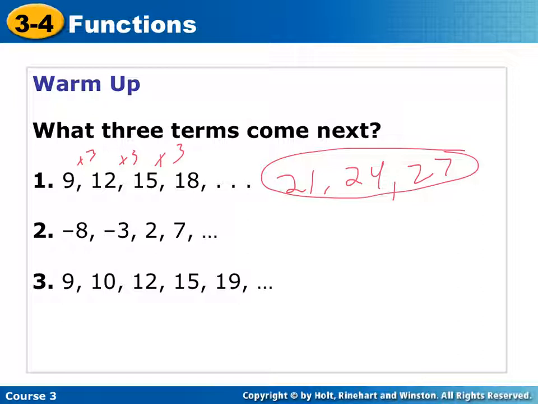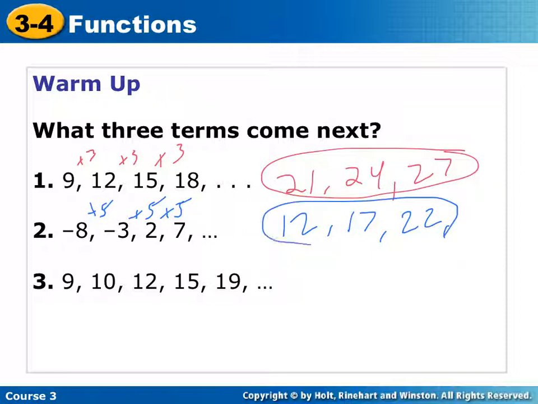Next, negative 8, negative 3, 2, 7. What is happening to each of those? I am adding 5 here. Add 5, add 5, add 5. If I kept going, I get 12, 17, 22. 27 would be the next one, but I only need 3. Oh, man, sometimes you just get a little too excited. Okay? Gotta love math. 12, 17, 22.